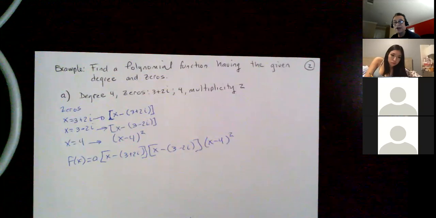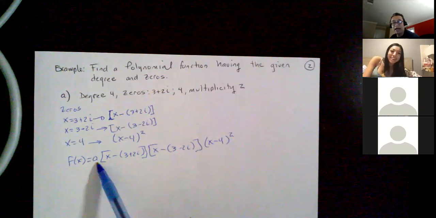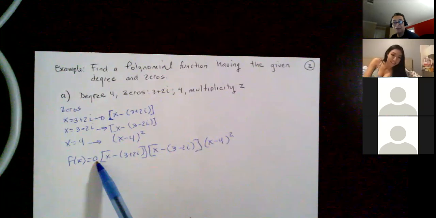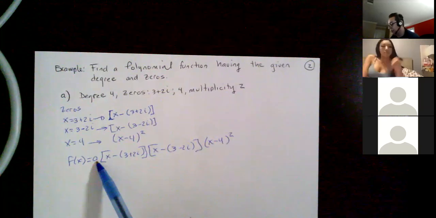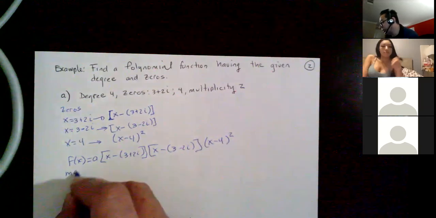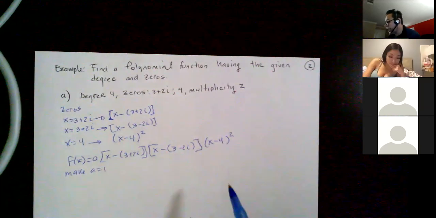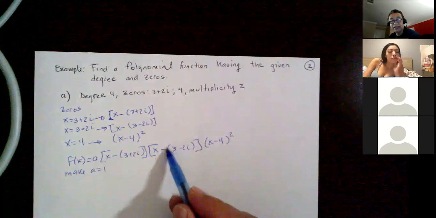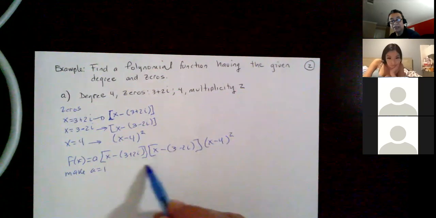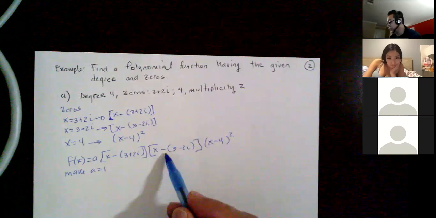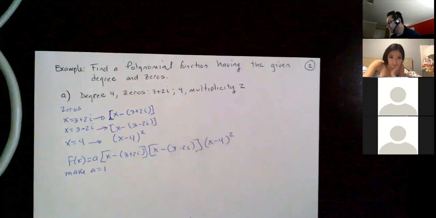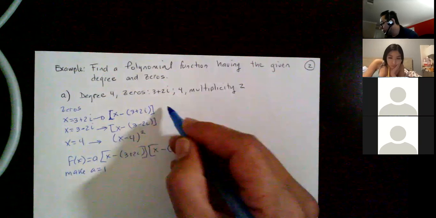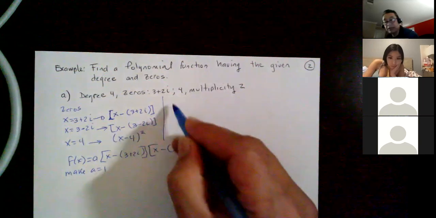Okay. Notice that we have a here, you guys. Here we're going to choose a ourselves. So we're going to make a equal to 1, to make our life easier. Now we're going to start by multiplying these two factors right here. I'm going to multiply those two first, and I hope not to confuse you here. I'm going to do it right here.